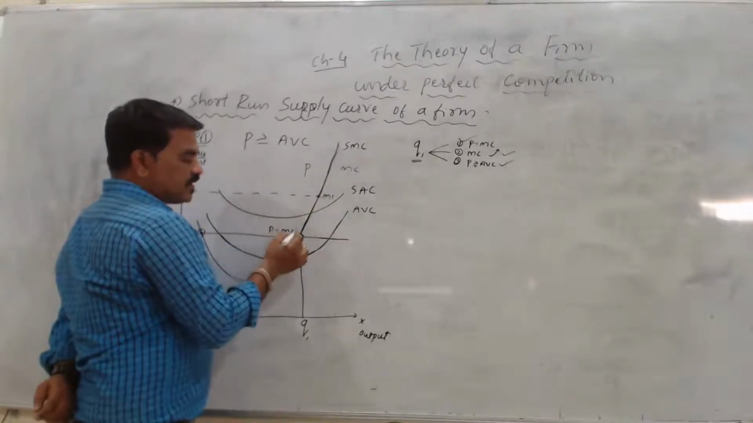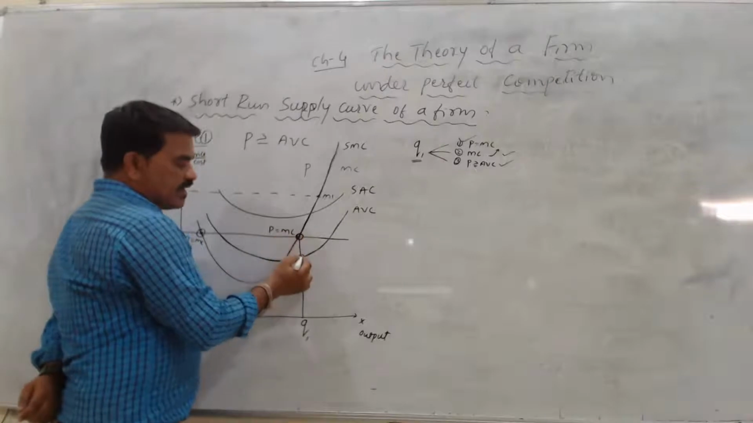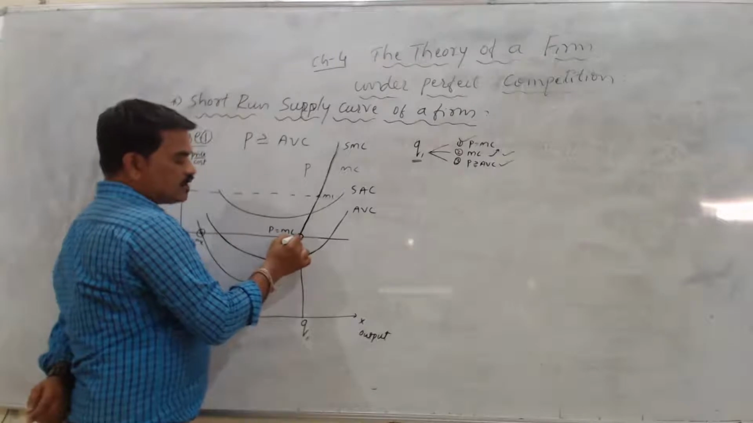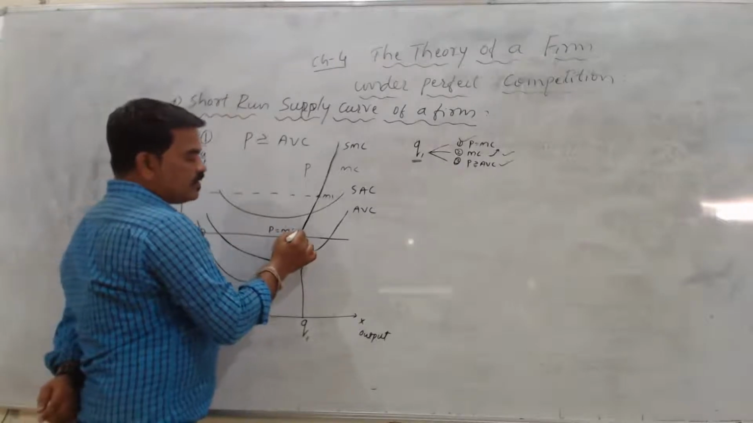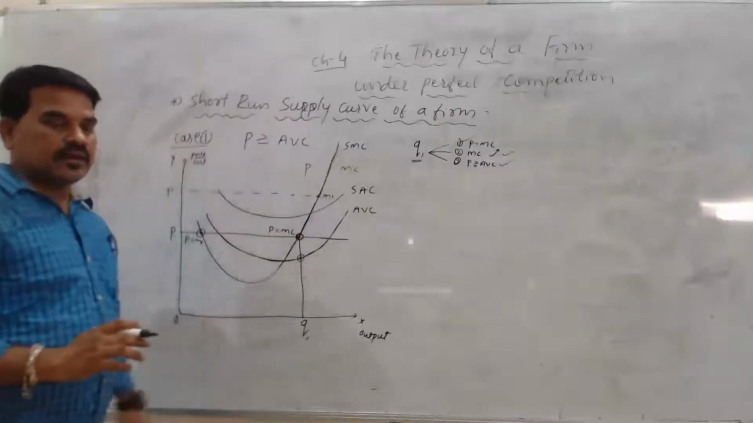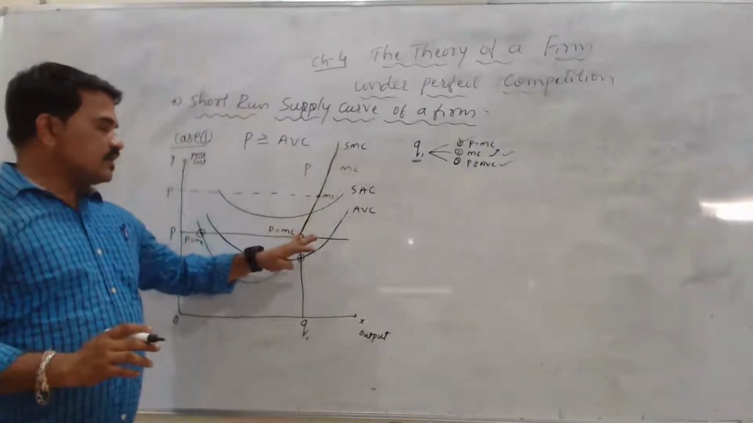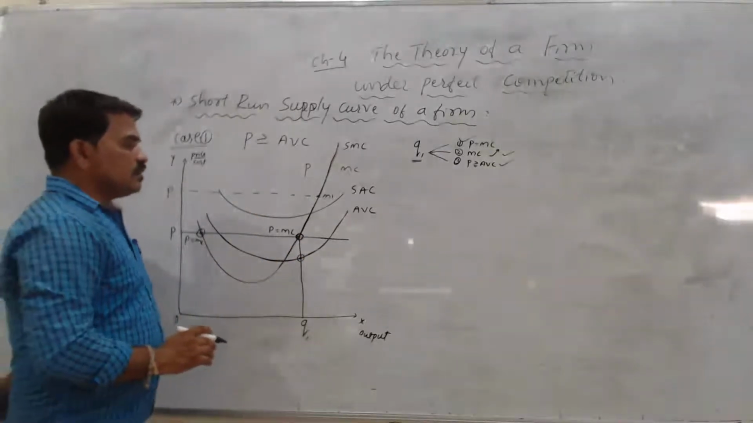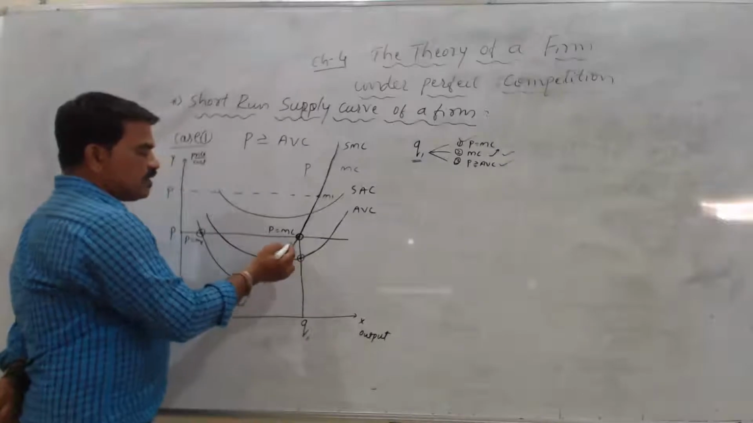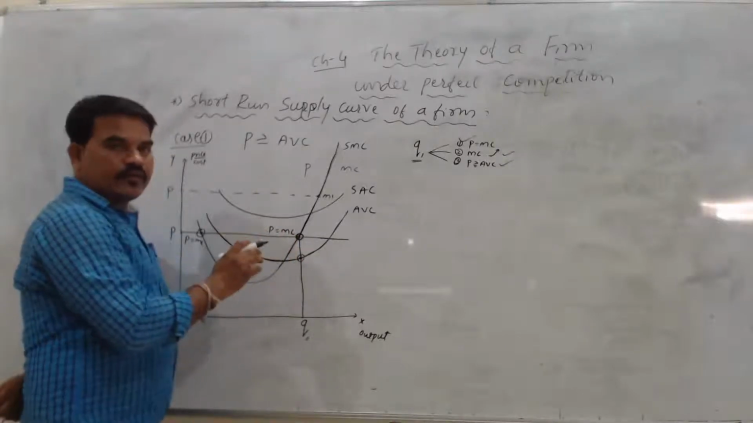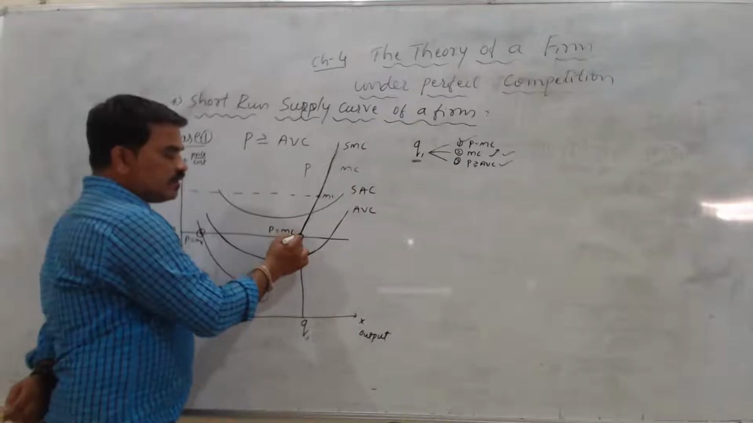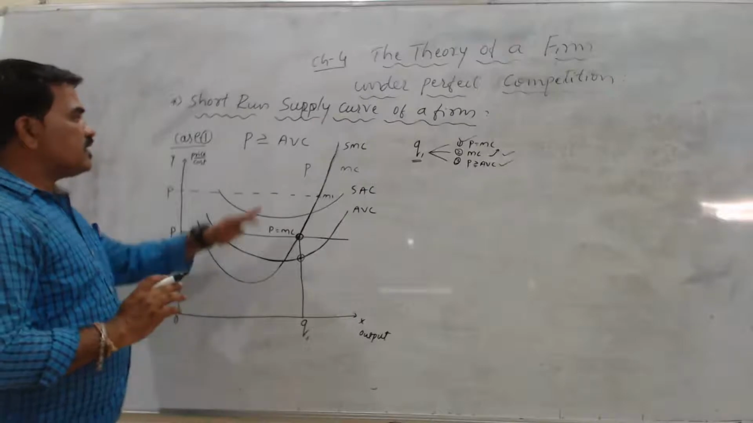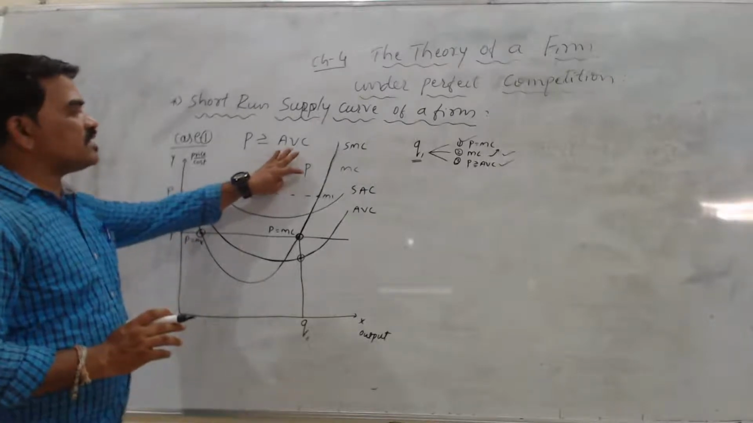That is why from this point, where the marginal cost is above the average cost, from here he will start producing. From here he will start supplying. Below this he will not supply because he will be under loss. So we understood that at this point he will be getting profit and from here he will start supplying. Below this he will not supply. That is when price is greater than or equal to average variable cost.